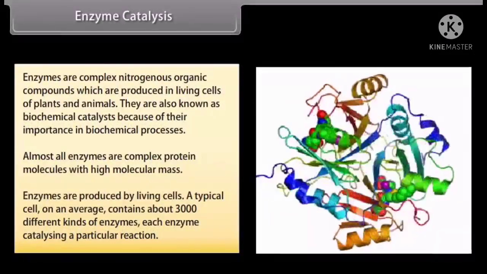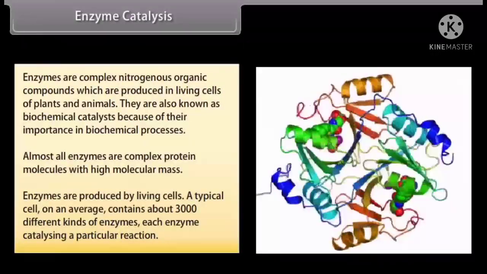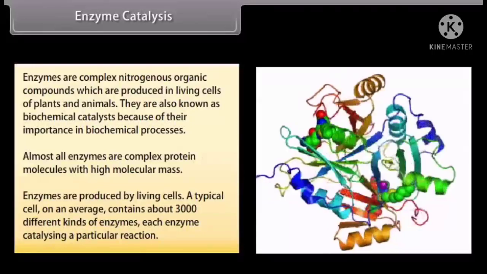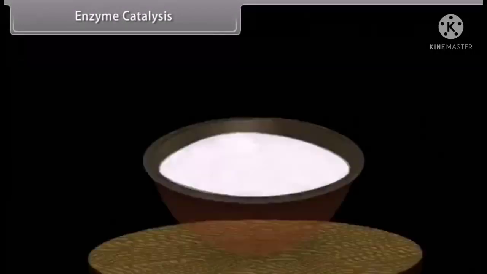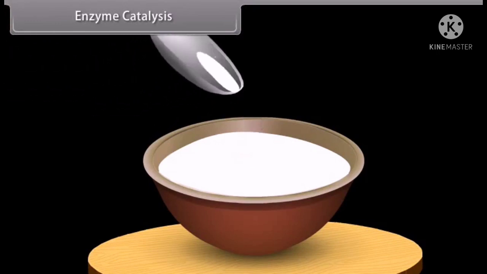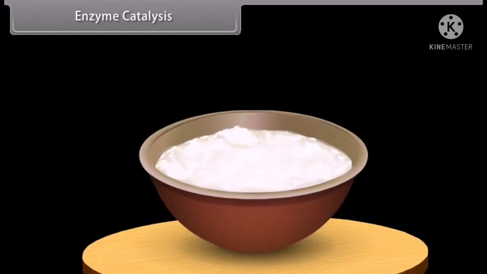A typical cell, on an average, contains about 3,000 different kinds of enzymes, each enzyme catalyzing a particular reaction. For example, conversion of milk into curd by lactobacilli enzyme present in curd.